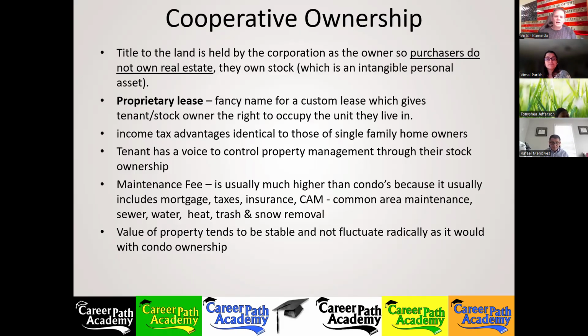Okay, so CAM is the common area maintenance charge. You also include the sewer, water, heat, trash, snow removal. That's all included in your monthly maintenance charge. So the values of properties tend to be more stable, and they don't fluctuate as radically as they do with condo ownership in cooperatives.